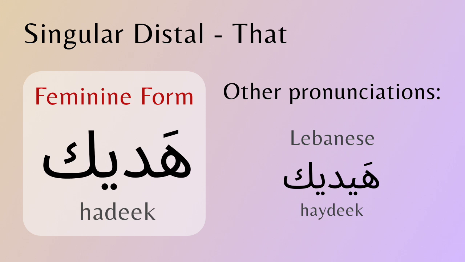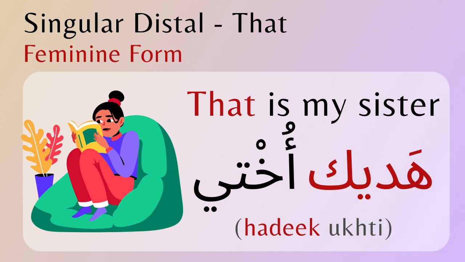Now let's look at the feminine form of that, which is hadik. Lebanese people will often say haydik. Here they're adding an extra vowel, ya, right after the first letter. Let's look at an example for the feminine form of that. That is my sister. Hadik ukhti. Hadik means that, and ukhti means my sister. Hadik ukhti.